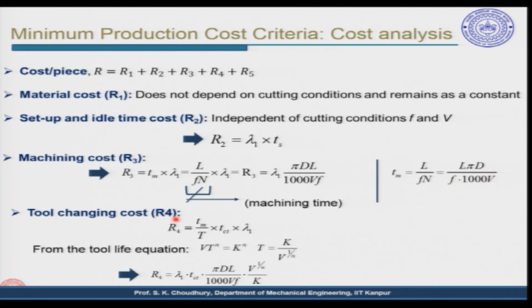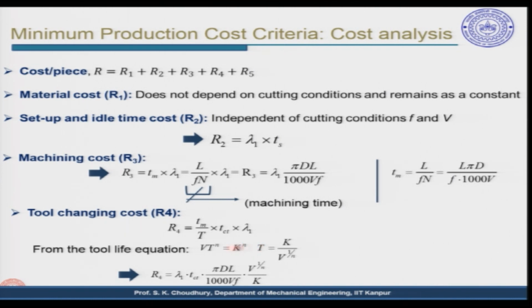Now, the tool changing cost R4, this is equal to the number of times we are changing the tool into how much time it is taken each time, that has to be multiplied by the lambda 1, which is overhead plus labor cost. So, number of times we are changing the tool can be given by the Tm, that is the machining time, divided by the tool life T. Now, from the tool life equation we know that V T to the power n is equal to C constant, and C can be taken as k to the power n.